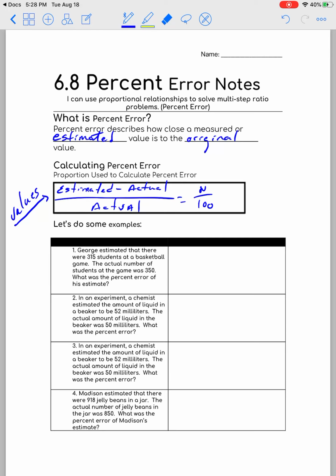An example of this is saying, hey, guess my age. And I guess that you're 20, but you're 25. Well, see, there's a difference there. And we're going to find what that percentage is of error.